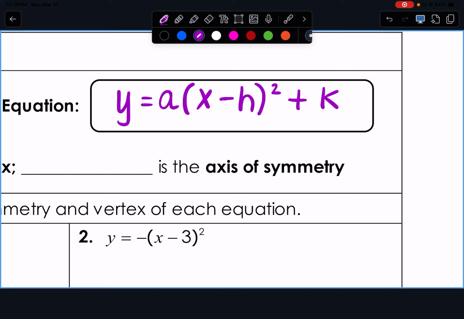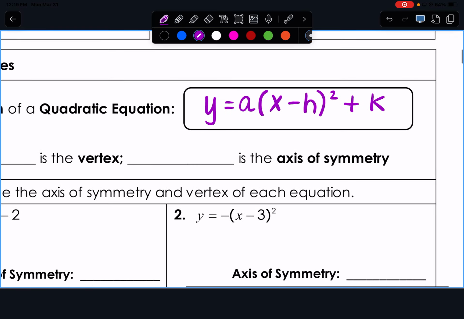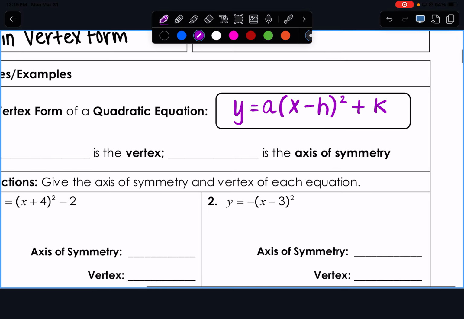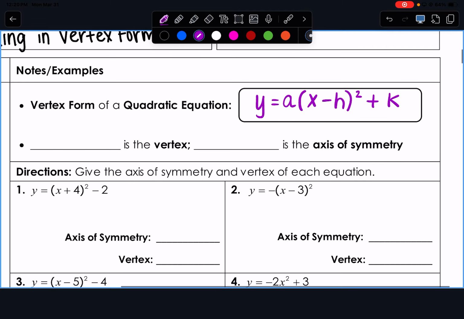So when we look at this, we are actually able to immediately identify our vertex and our axis of symmetry. Our vertex is just going to be the point (h, k), and our axis of symmetry is x equals h. Why couldn't you just do y and x? Because x and y in that equation are your variables.